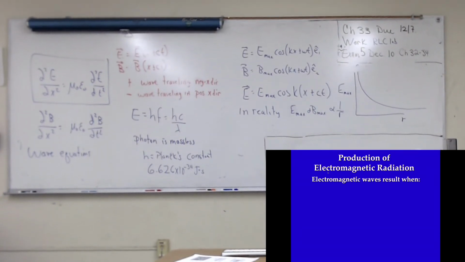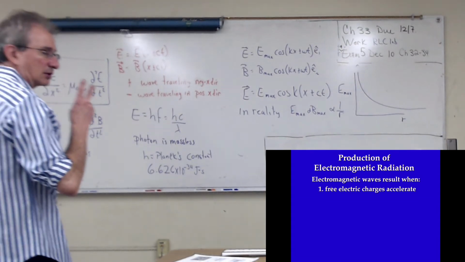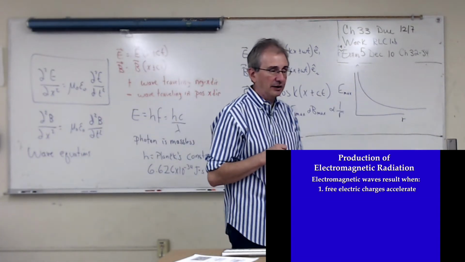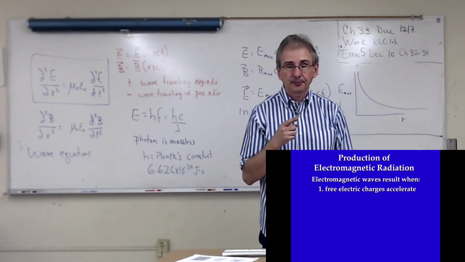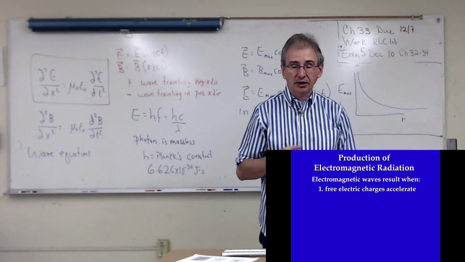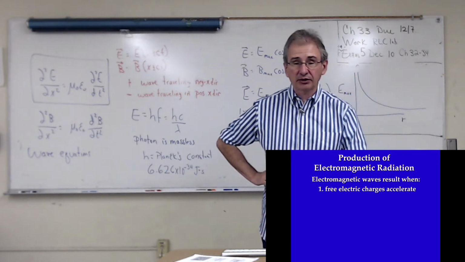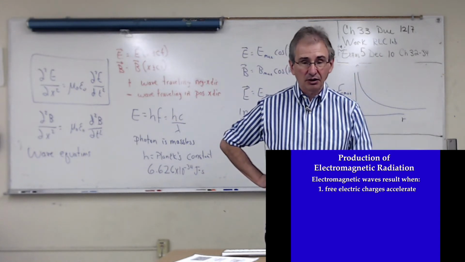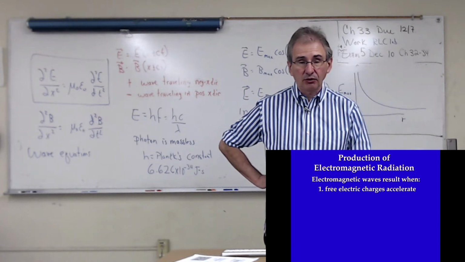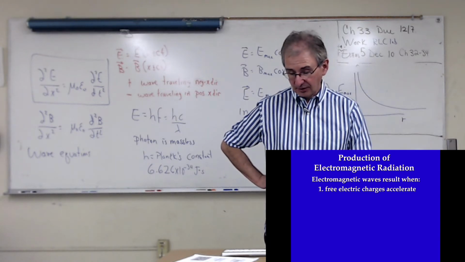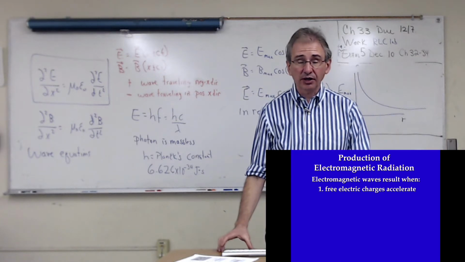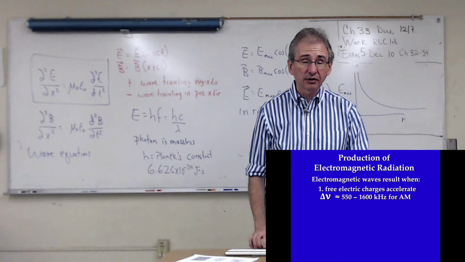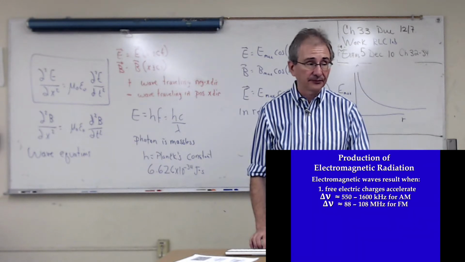Now, what are the sources of electromagnetic waves? There's really only two sources of electromagnetic waves. One, you have electric charges that are accelerating. They produce electromagnetic radiation, regardless of the spectrum, whether it's gamma rays, infrared, or whatever. Accelerated charges produce radiation. The other source comes from transitions in atoms.